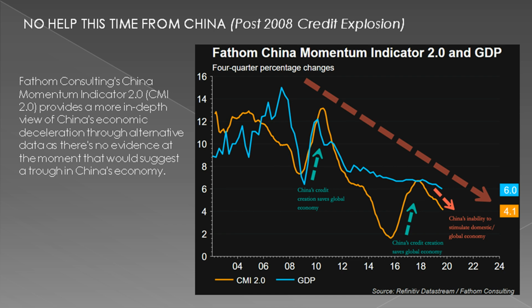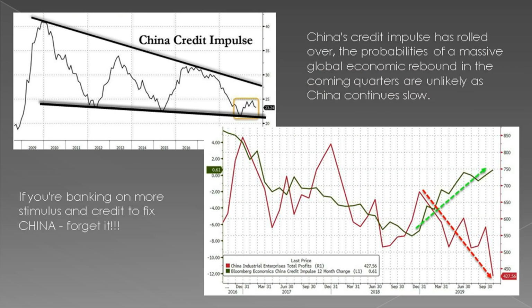Fathom Consulting's China Momentum Indicator 2.0 provides a more in-depth view of China's economic deceleration through alternative data, as there is no evidence at the moment that would suggest a drop yet in China's economy. Policy maneuvering by the People's Bank of China will be limited, as it will likely need to cut rates and the amount of money banks put down as reserves to promote credit growth.